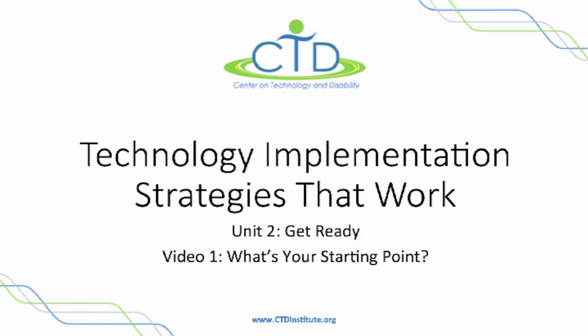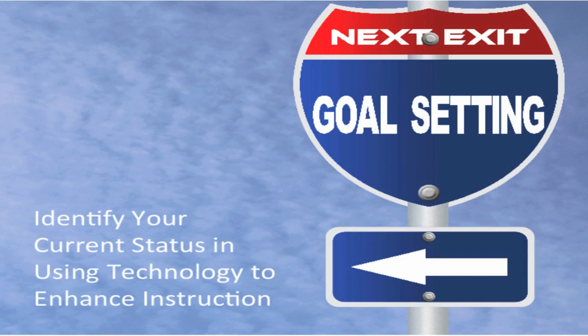In Video 1, we help answer the question, what is your starting point for making decisions regarding technology for your district or school? The goals or outcomes of this unit are to provide strategies for you to assess the readiness of your district or school to enhance technology implementation, define the current status of technology use by teachers, and begin planning for how you will enhance your technology initiatives.